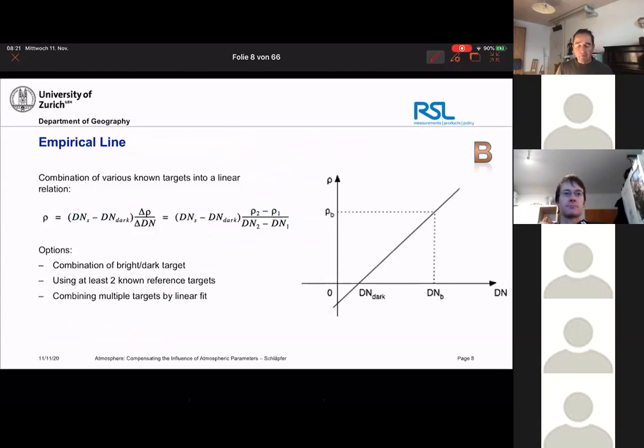That one is a different thing. It's the empirical line correction. So what do we have? We have a relation between the digital numbers and the reflectance here. And as I said, it's a linear relation. So that's rho of DN, this curve, which relates the reflectance to the digital number measured at the sensor. If you got zero reflectance, you already get some signal. So this thing here is basically L atm plus calibration offset.